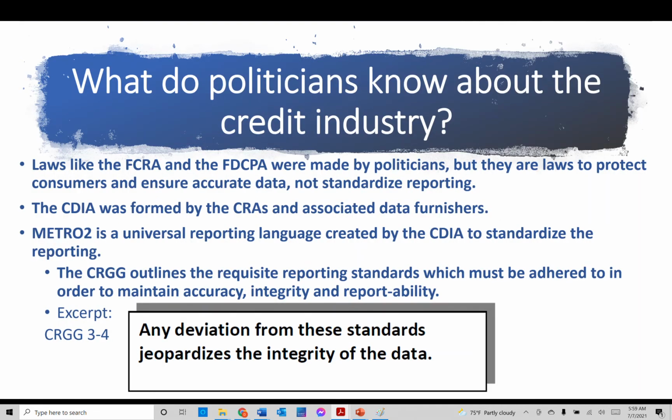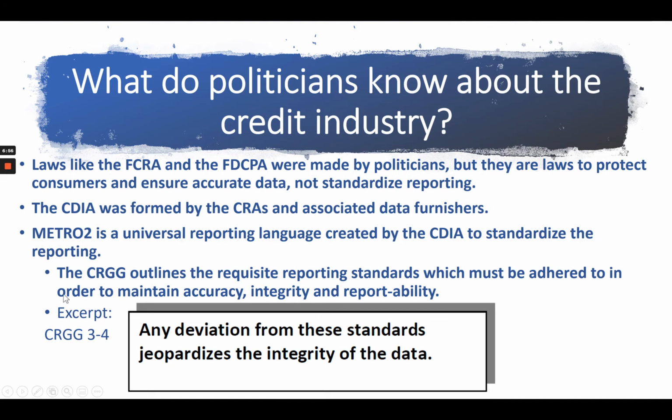And something that you need to know is this right here. This is an excerpt from that manual. It says any deviation from these standards jeopardizes the integrity of the data. And what happens is, once the integrity of this information can come into question, then the entire reportability of that account comes into question. And you can contest that without actually having to say that there's an error.